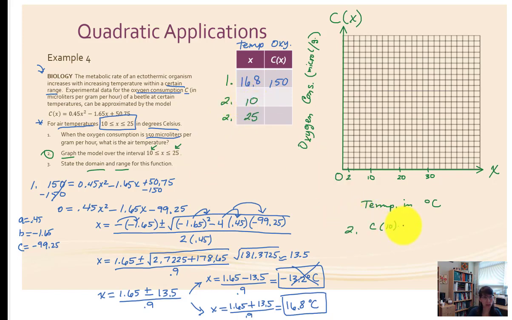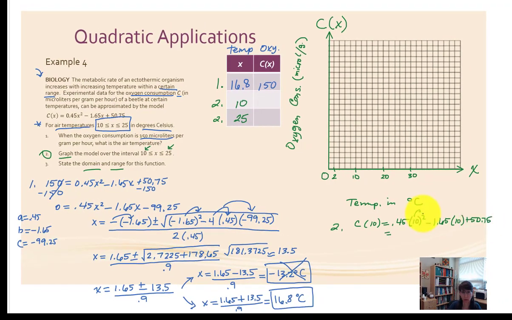For 10 degrees Celsius, the oxygen consumption would be equal to 0.45 times the quantity 10 squared minus 1.65 times 10 plus 50.75. So remember to use your order of operations. Make sure you square 10 before you multiply by 0.45. So we'll end up with 45 minus 16.5 plus 50.75. So the oxygen consumption at 10 degrees Celsius is going to be 79.25, and that's in microliters per gram.